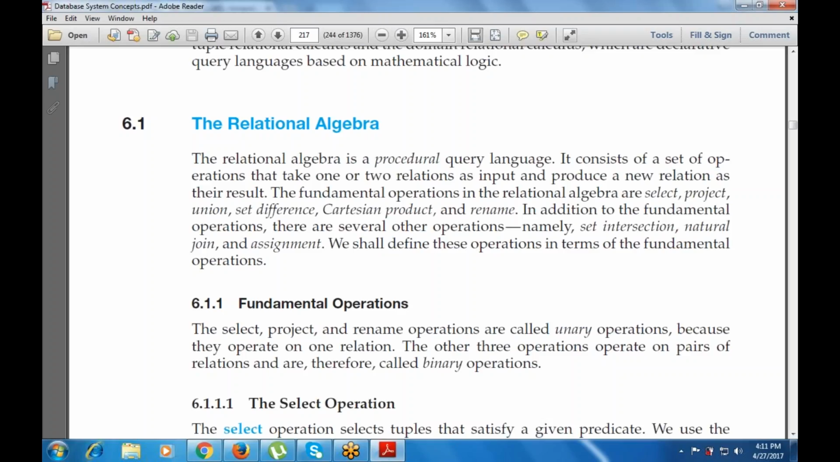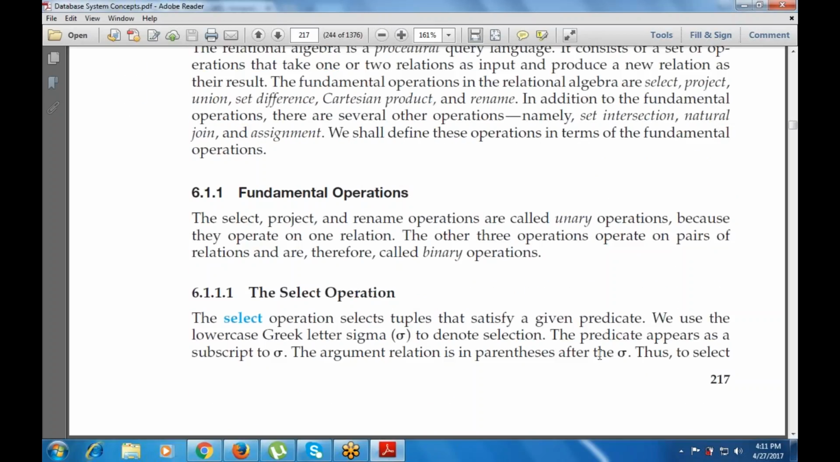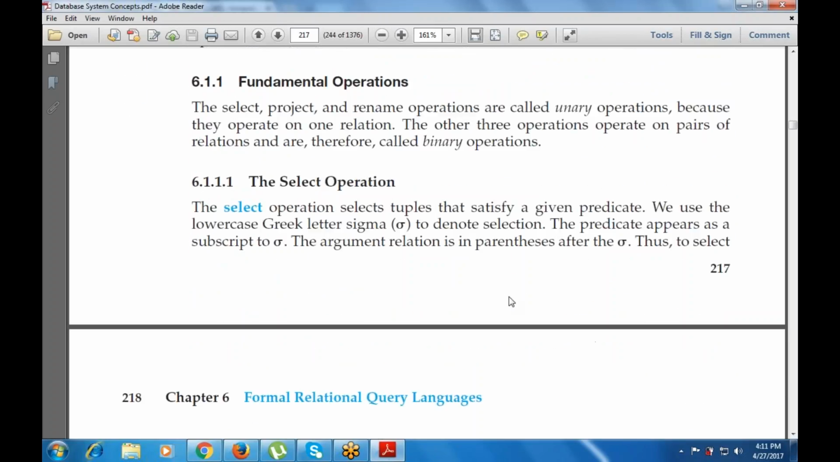So let's see what the various operations are. The first part is the fundamental operations that include select, project, and rename. These are sometimes known as the unary operations also. Why unary? Because only one operand is required for them. That's why they are known as unary operations, because they operate on one relation. The other operations operate on pairs of relations and are therefore known as the binary operations.